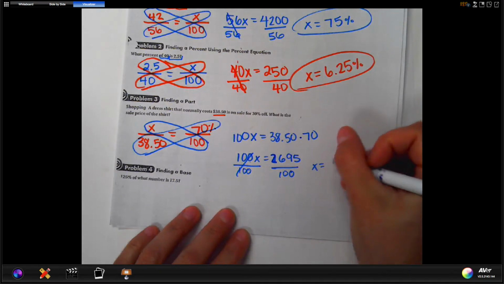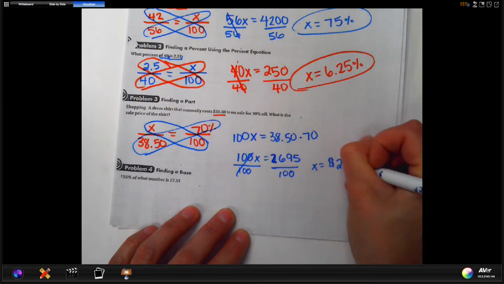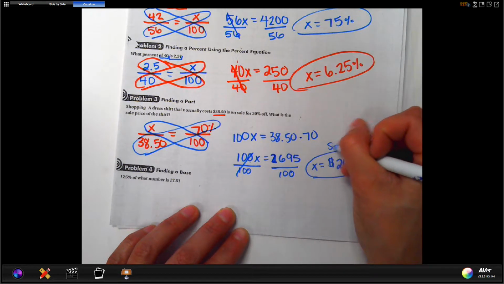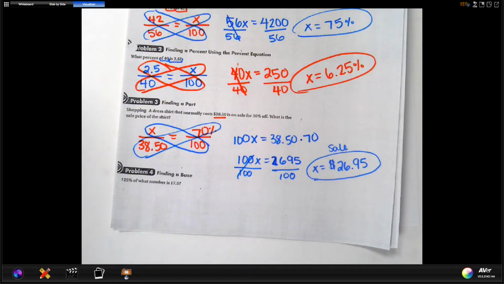There you go. And that's in money, right? $26.95 is the sale cost of that shirt. Now, does anyone know the way that you probably will do it in the store? Do you know, Donovan? Don't you divide 38.50 by 70 or is it 30? You multiply it. Okay?